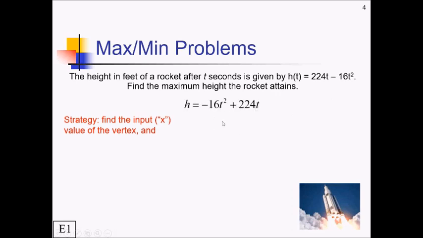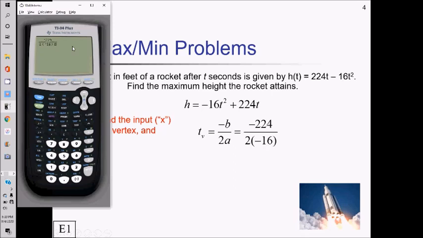And now that this is in standard form, I can use my vertex formula, negative b over 2a. That's going to equal the t value of the vertex, the input value of the vertex. So that's going to be negative 224 over 2 times the a value, negative 16. I'm going to use a calculator for pretty much this whole lesson, so I'll just plug this in the calculator now. To make my life a little bit easier on doing this division, I did alpha y equals to pull up fancy fraction mode, and plugging all those in and crunching that, we end up with exactly 7.